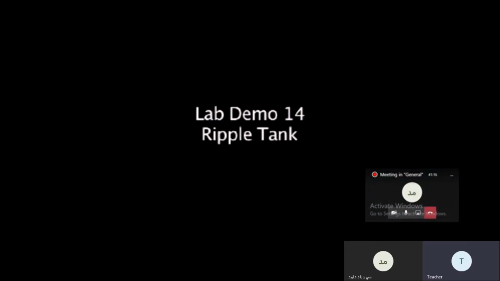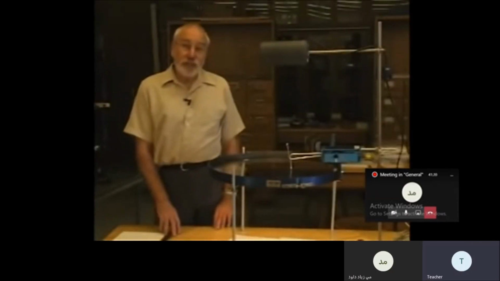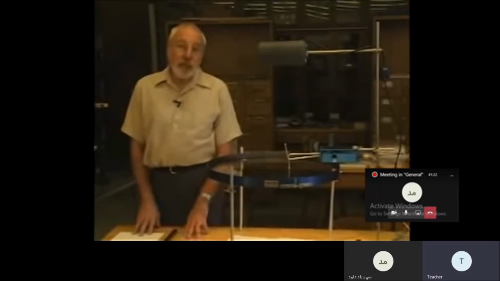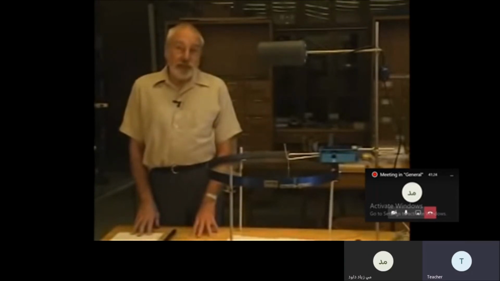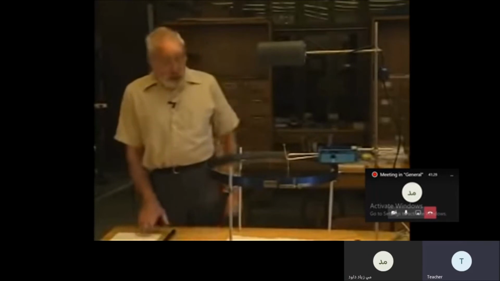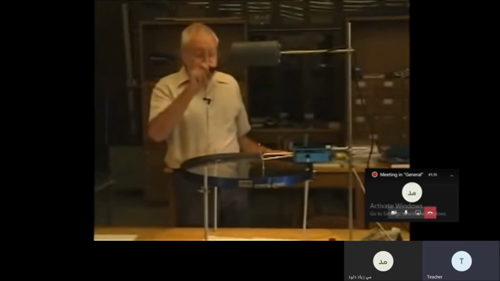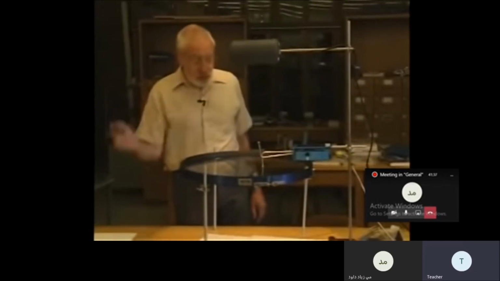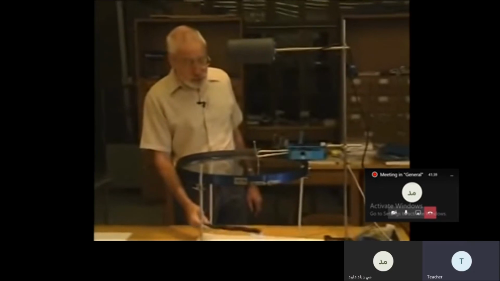This device is known as a ripple tank. We can use it to show a wide variety of wave phenomena, but the particular one I want to show here is interference between two sources. The ripple tank consists of a shallow tank of water and a light which projects through the water, so you can actually see the ripples on the surface below.